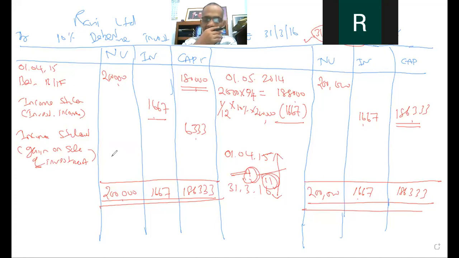Everything I have explained to you is on the cum dividend basis. You are entitled to only one month, recorded one month, 1,667, finished off. 6,333 is the income due to the disposal, the income due to the disposal of the investment. Okay. Understood the cum dividend?